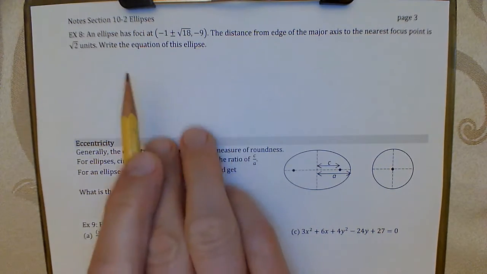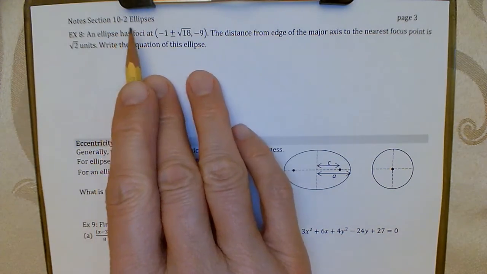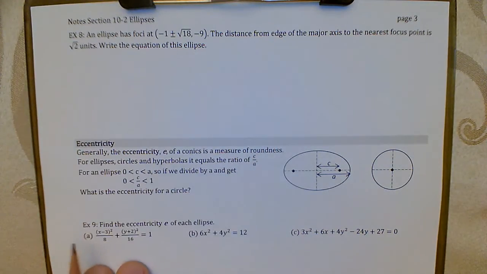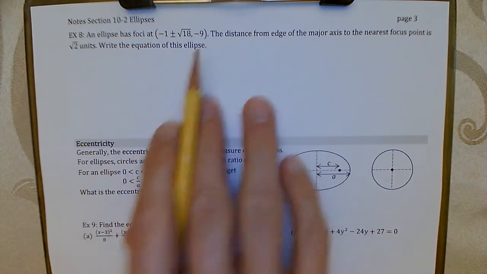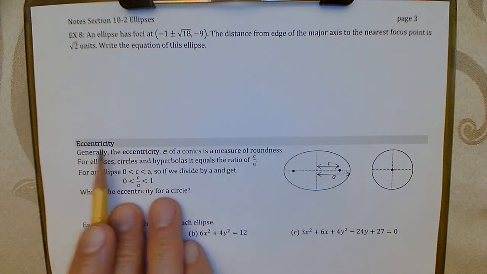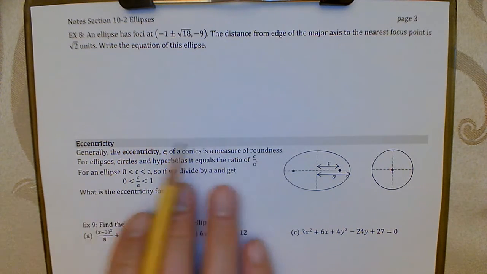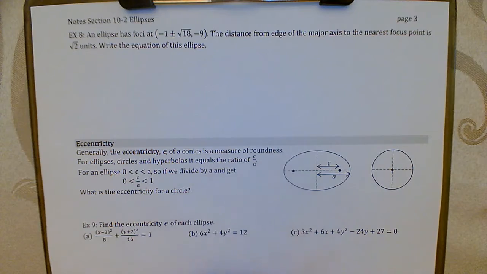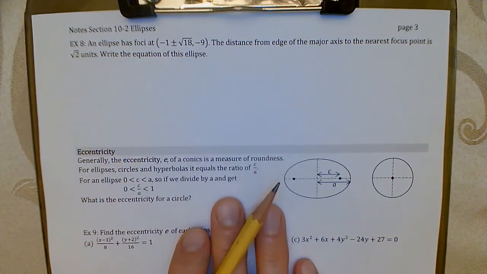All right, so this is the second part of section 10.2, ellipses. We'll do an example here, but the main part of this is talking about eccentricity, and it's about the measure of how stretched out or how round an ellipse is. But let's start with number 8.